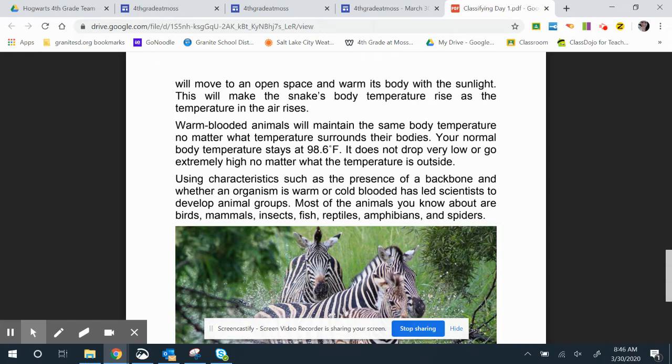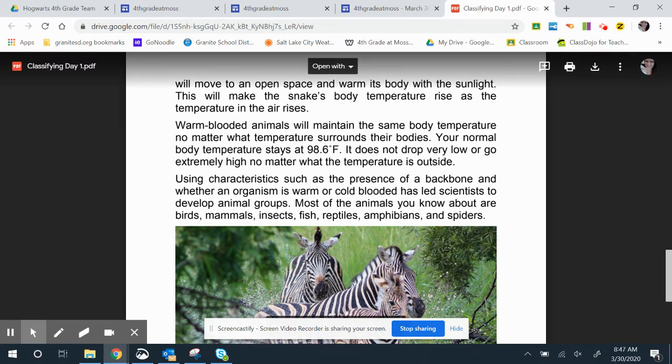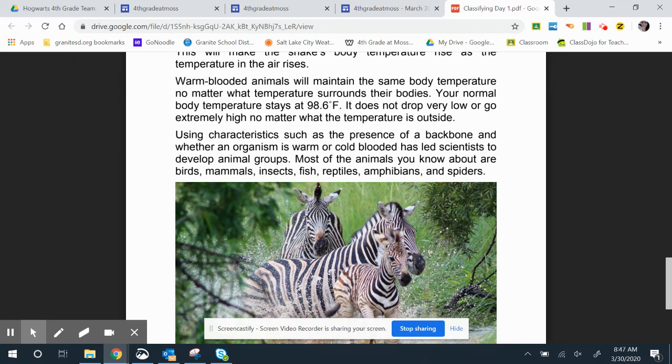So, for example, cold-blooded animals cannot control their own body temperature. They have to rely on the air outside. So if they're feeling cold, they need to move to the sun to warm up. If they're feeling too hot, they need to move to the shade. Whereas warm-blooded animals like us will maintain the same body temperature no matter what temperature surrounds their bodies. Your normal body temperature is about 98.6 degrees Fahrenheit. It does not drop very low or go extremely high no matter what the temperature is outside.